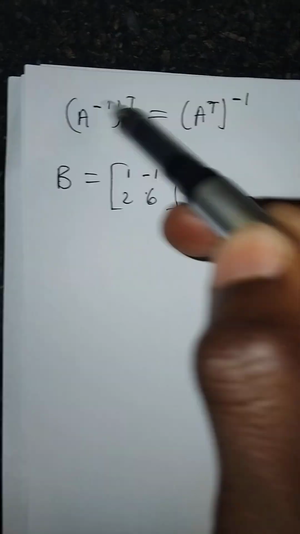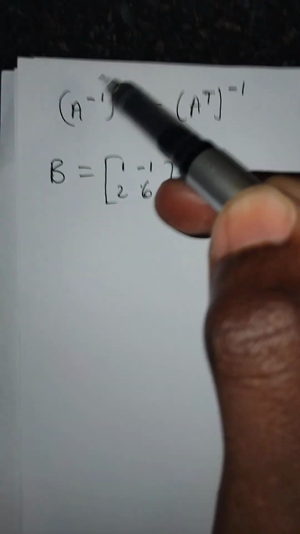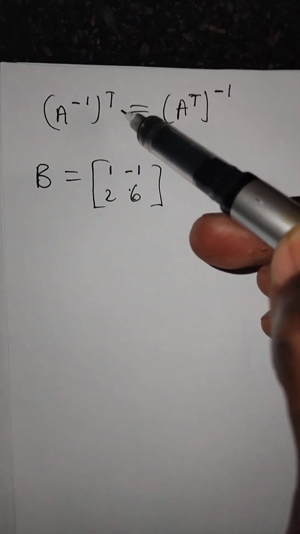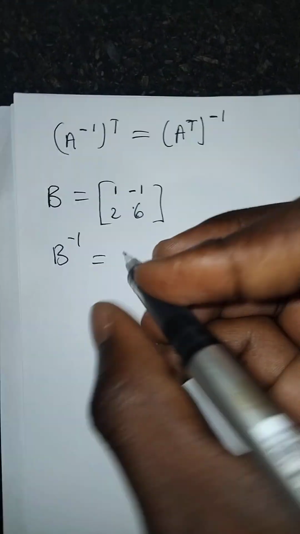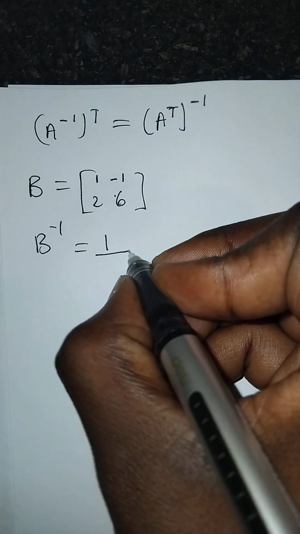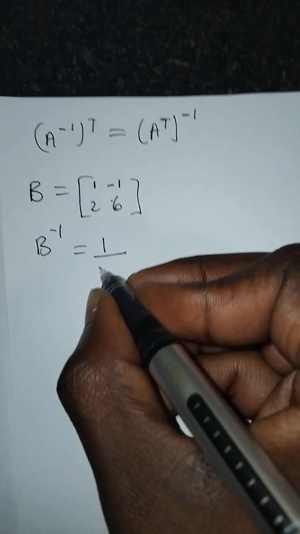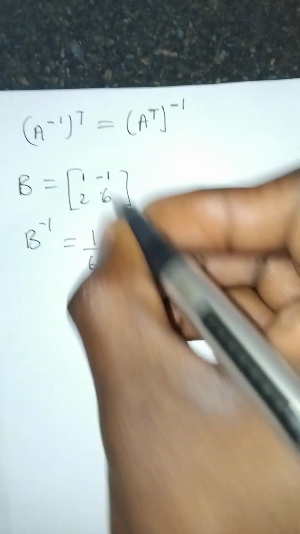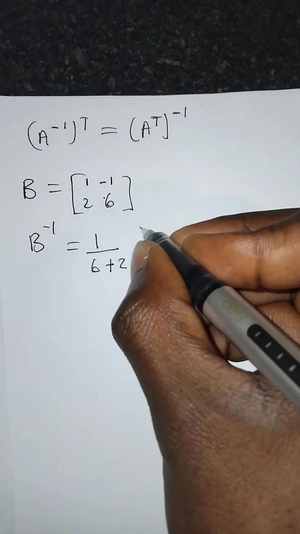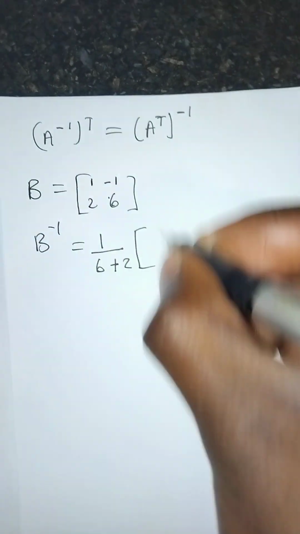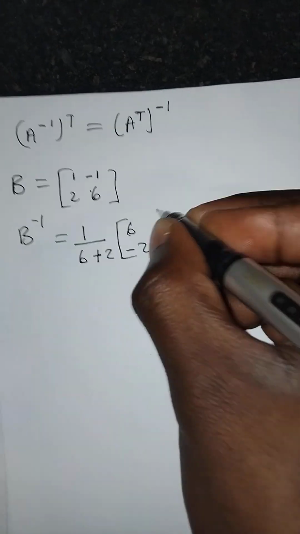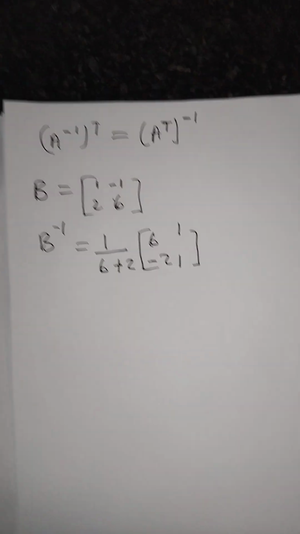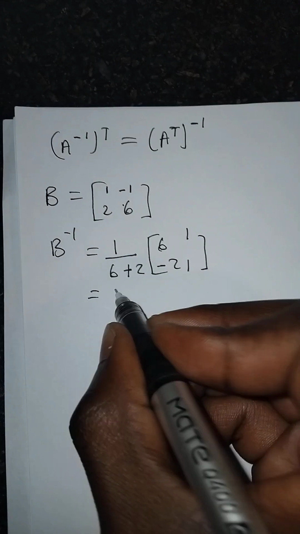Okay, so the first thing that we want is to find the inverse. We are working from the left hand side. We want to find the inverse, then transpose it. So the inverse of matrix B is going to be 1 all over the determinant. The determinant is 1 by 6 minus 2 by -1, so that is basically plus 2. Then we exchange these two, 6, 1. Then we put negatives on those two, so -2 and 1, like that. Okay, so this simplifies to 1 all over 8.